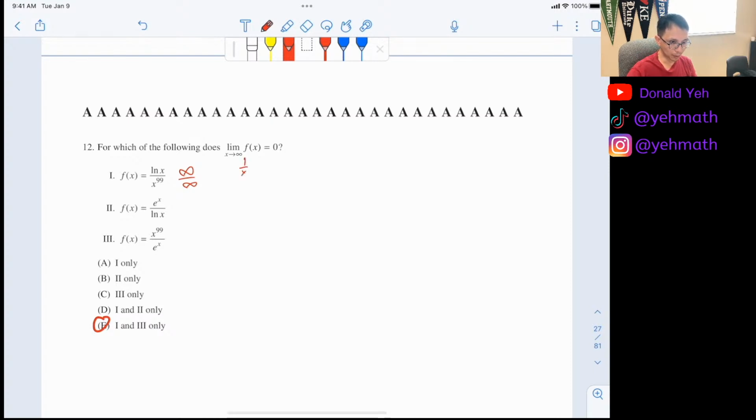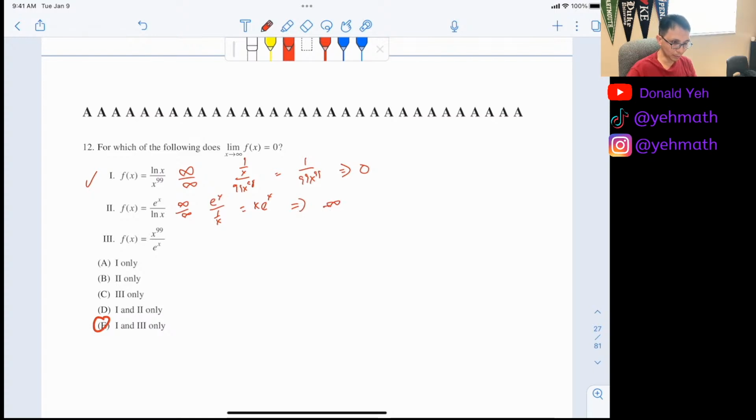So L'Hôpital's rule is gonna be 1 over x over 99x to the 98. If you simplify, it's 99x to the 99. If you go to infinity, that's going to 0. So therefore, it's equal to 0. Check. The second one is infinity over infinity. If you take a derivative, it's e to the x and 1 over x. Keep change flip, so it'll be x e to the x. If you go to infinity, it's going to infinity.